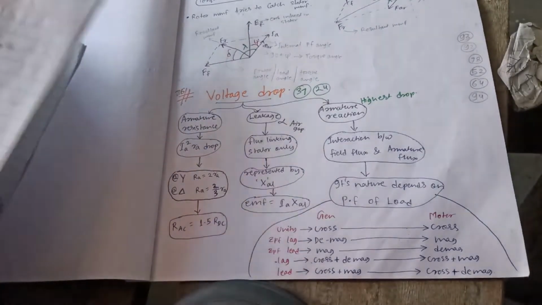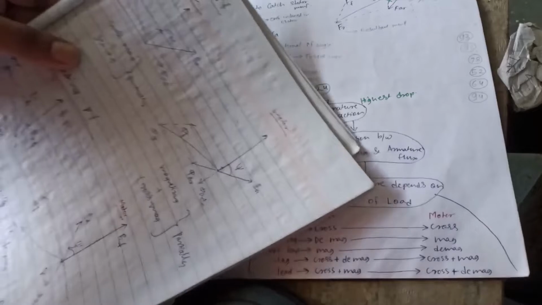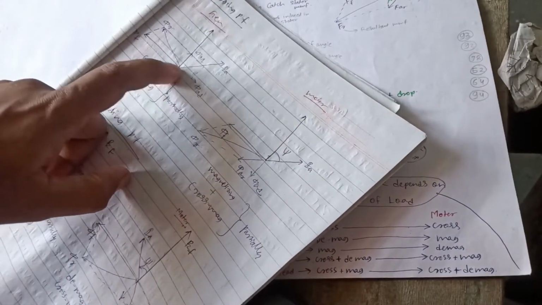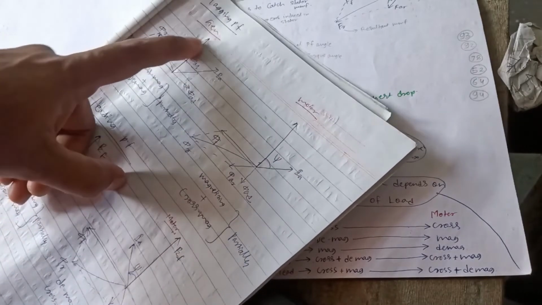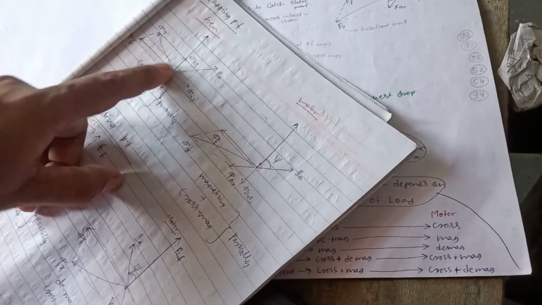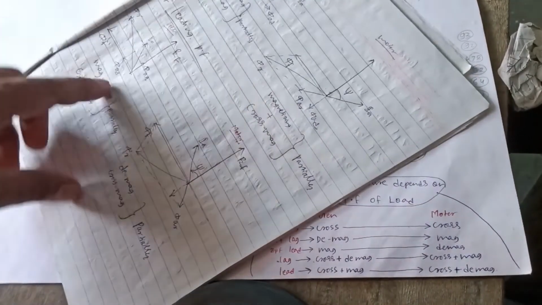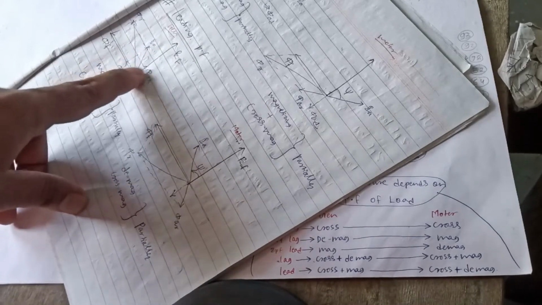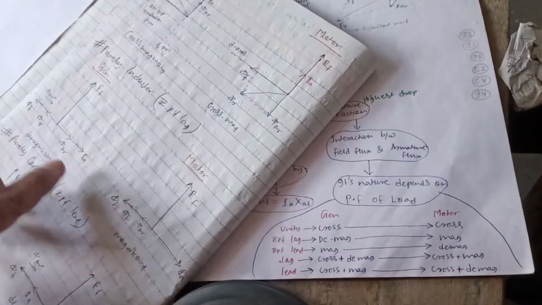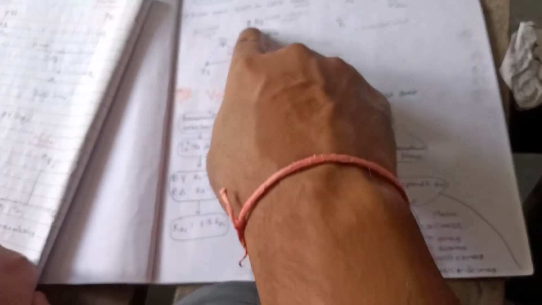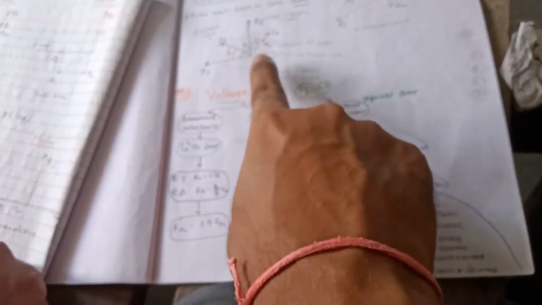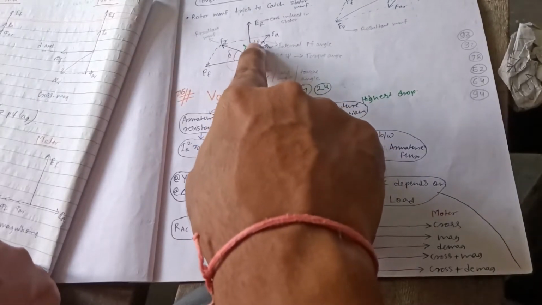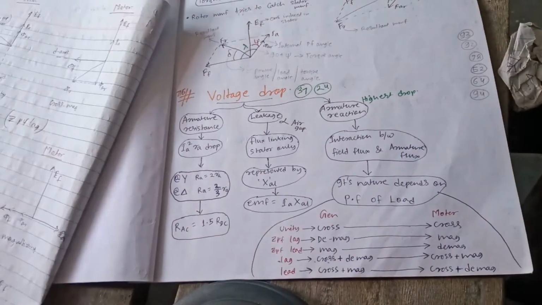In the case of lagging power factor, this contributes the demagnetization and this contributes the cross magnetization. For leading, this will contribute the magnetization, and this will contribute the cross magnetization. For unity, the current will lie on this only, so it is cross magnetization only.